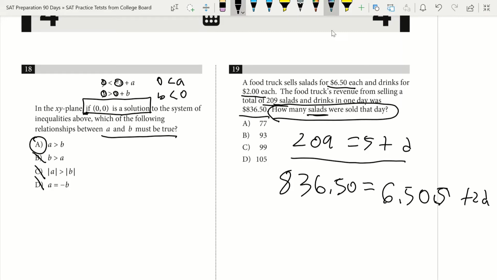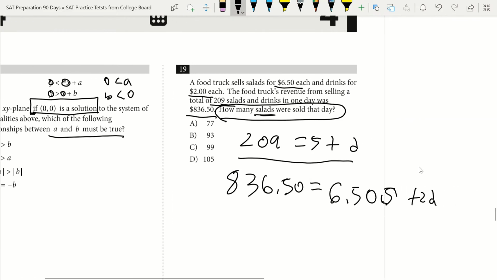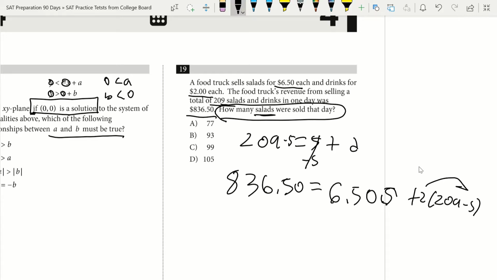Now I'm going to substitute in for D. You'll see this type of question a fair amount on the SAT math section, most of the time on the calculator section. I'm going to solve for what D is equal to. I subtract S from each side, and I'll have 209 minus S equals D. So I plug that in for D: 209 minus S, and then minus 2S. So I have 6.5S minus 2S, which leaves me with 4.5S.